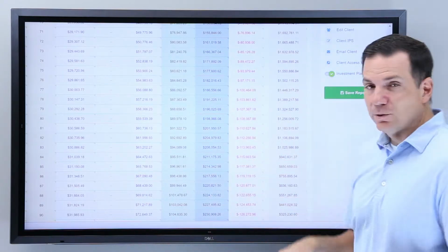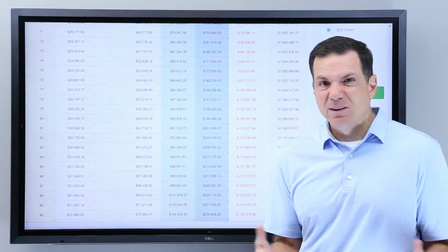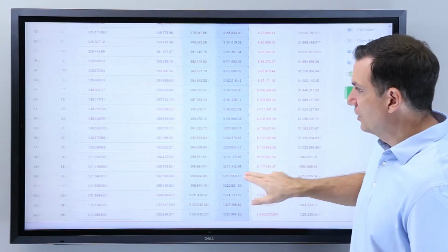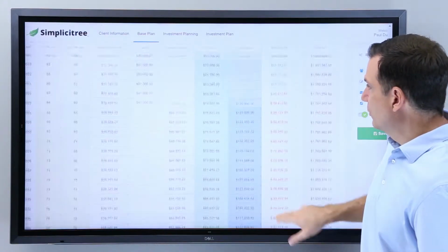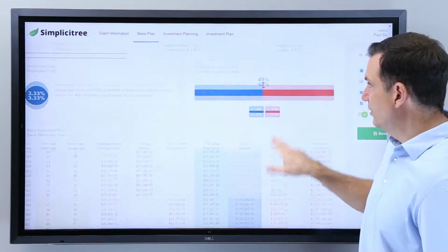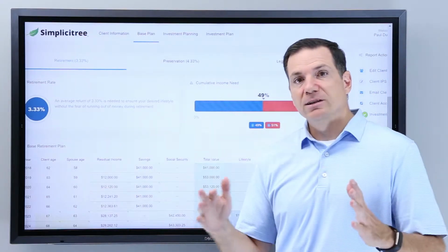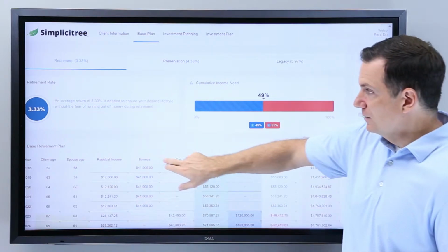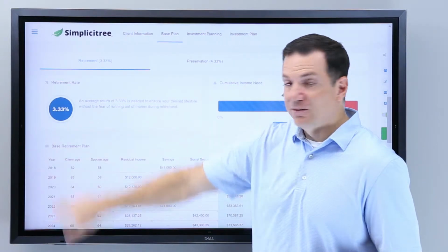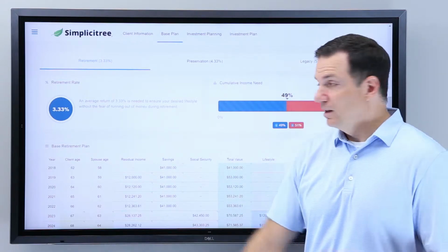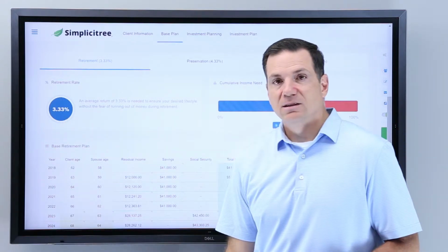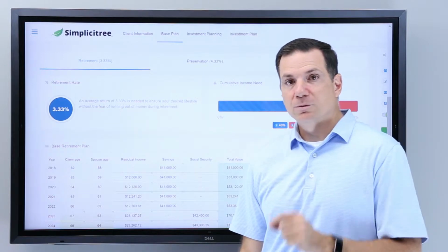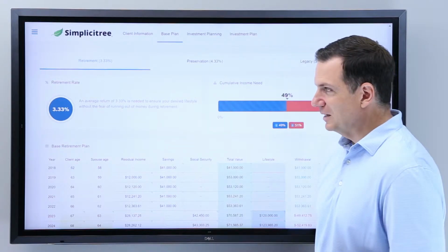And what this is showing is exactly what has to happen, very simply, in their plan to make it work. So they have to generate 51% of their entire income over the rest of their life to make it work. Now, in order for that to happen, in this exact example, this particular client's going to need to generate 3.33%. Isn't that interesting how that worked out that way?